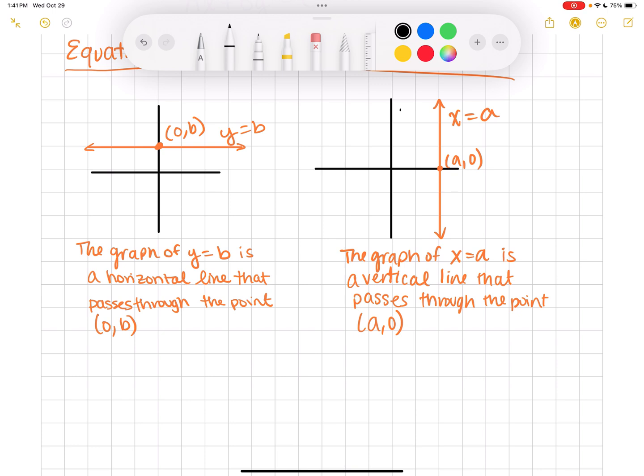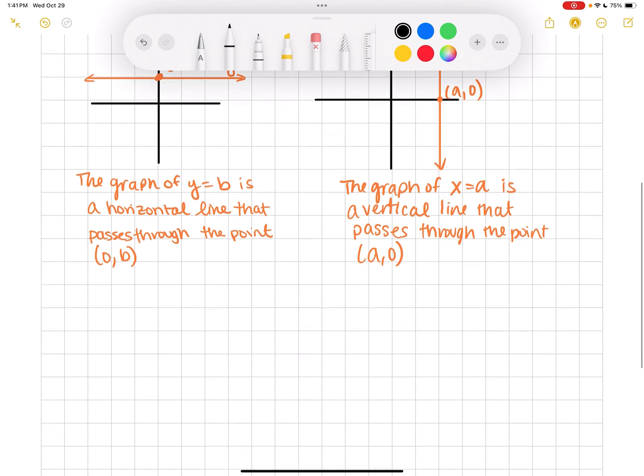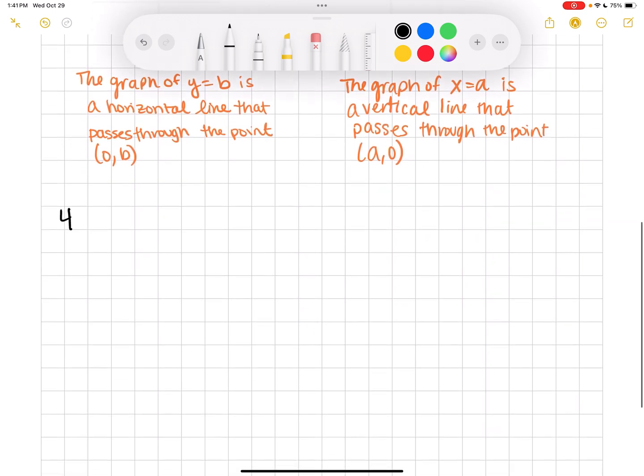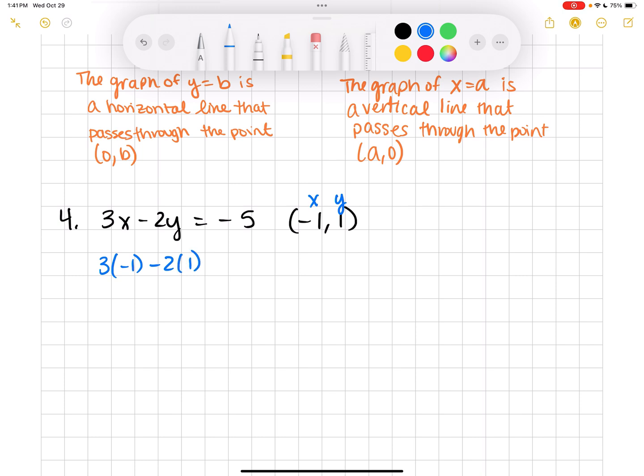So jumping into some problems, the first one says to tell whether the ordered pair is a solution of the equation. So number 4, 3x minus 2y equals -5. And the point that they give us to check is (-1, 1). So -1 is the x value, 1 is the y value. So I'm going to replace these variables over here with these numbers. So I'm going to have 3 times -1 minus 2 times 1 equals -5.